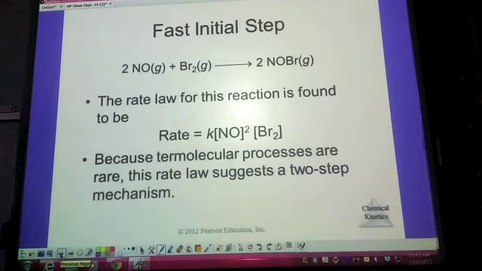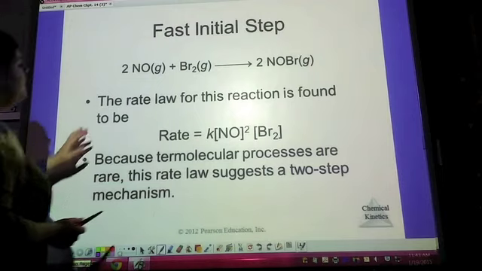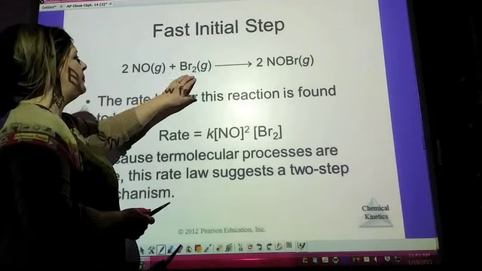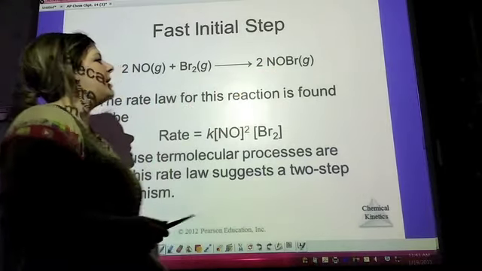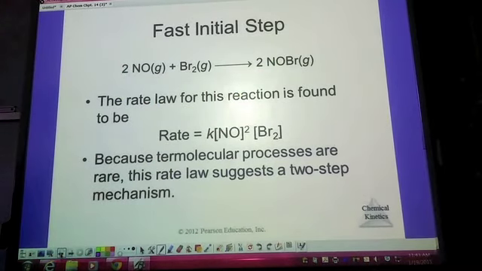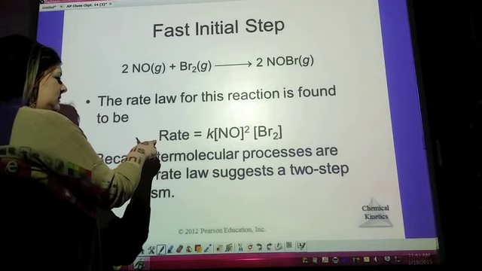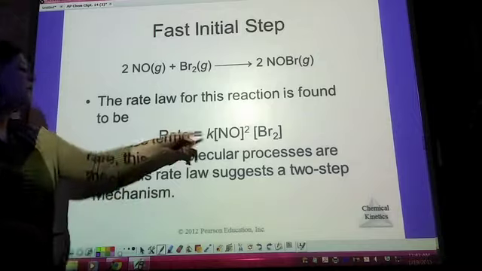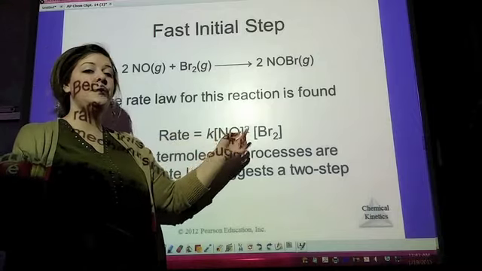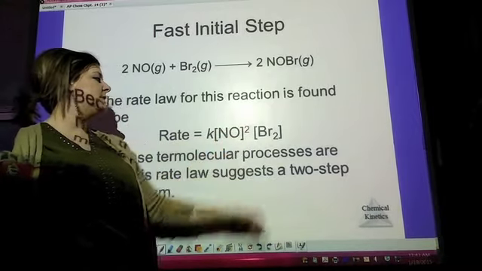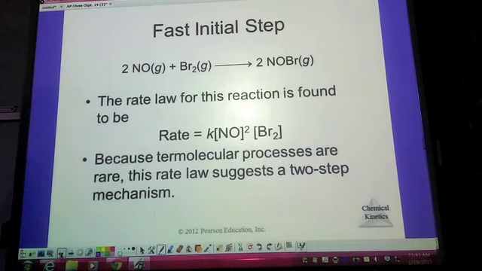We are given the following reaction. We're going to be given 2 nitrogen monoxide plus bromine molecule is going to make NOBr, and it's going to make 2 moles of that. It says the rate law for this reaction, we experimentally find it to be this. Rate is equal to the rate constant times nitrogen monoxide squared, also times the concentration of Br2.